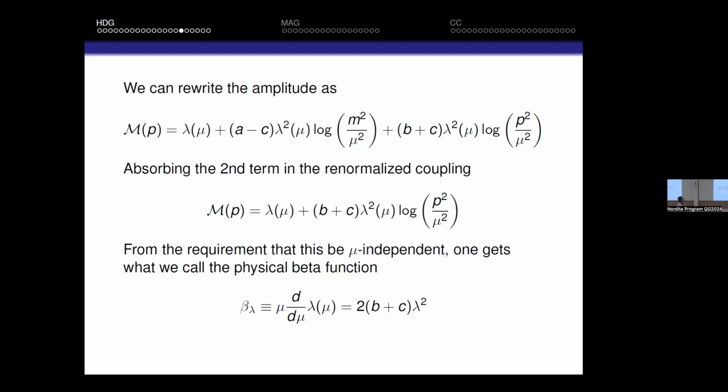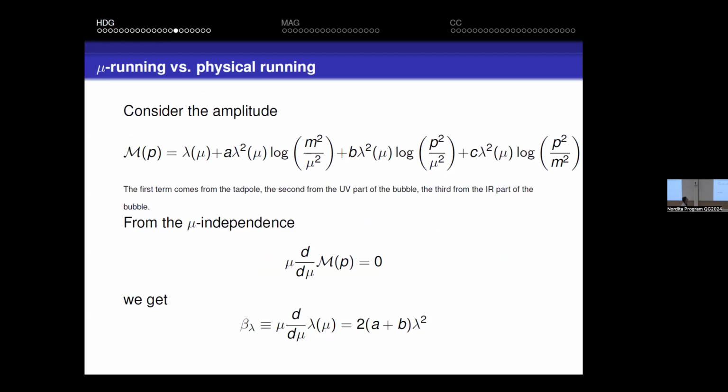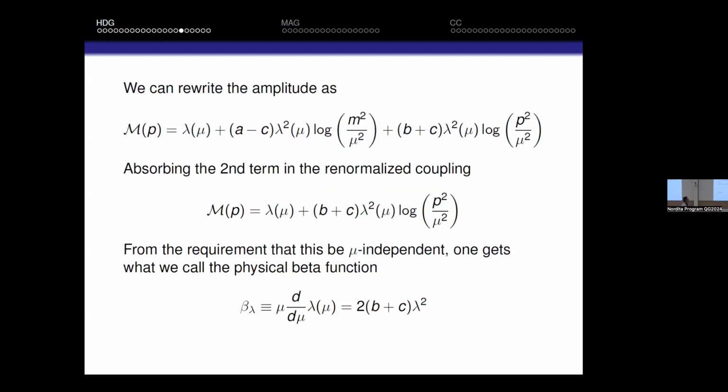Now, if you take the derivative with respect to mu of this, you get a different beta function. It is 2 times b plus c. You see, previously it was a plus b. And that's not the physical beta function. The physical beta function is 2 times b plus c.